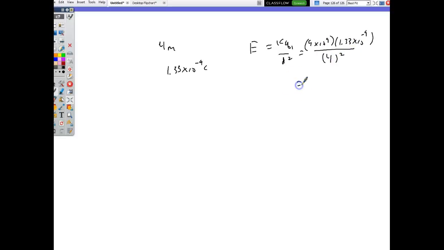Another thing we could do is look at this: the electric field 4 meters from a positive 1.33 times 10 to the -9 Coulomb charge. So how do I find the electric field from a point charge? Who wants this one? This is an easy one. E equals kq over d squared. So k is 9 times 10 to the 9th, the q I gave you is 1.33 times 10 to the -9th, all over 4 meters squared. And what do I get for the electric field at that point?